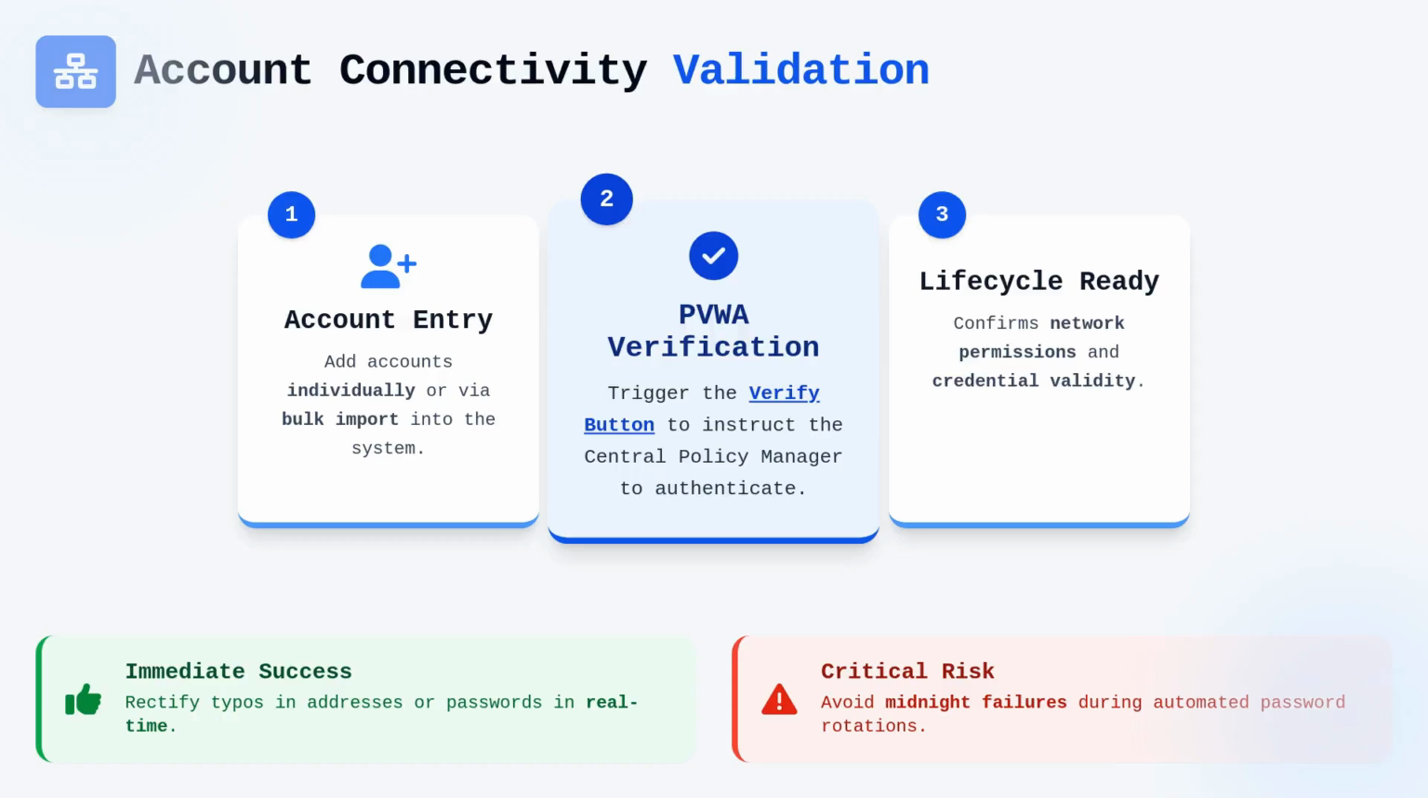If the connection fails, you are notified in real time, allowing you to rectify typos in the address or password immediately. Failing to test connectivity at this stage often leads to support friction later, when an automated password rotation fails in the middle of the night without clear remediation steps.